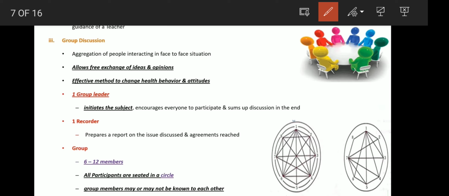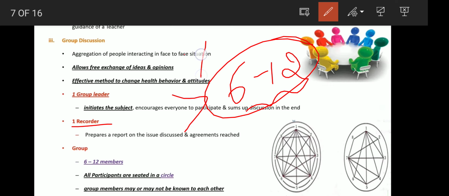We also have one recorder in case of group discussion. The recorder will prepare a report on the issues which are being discussed and the agreements which are reached. Also, regarding the group, guys, the group should comprise not less than 6 members and not more than 12 members. So a range of 6 to 12 members is encouraged.